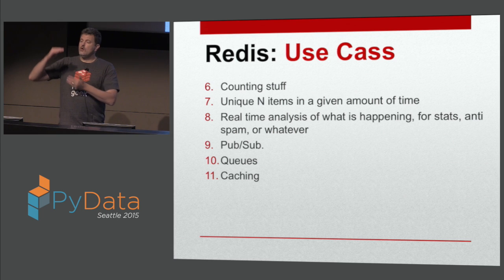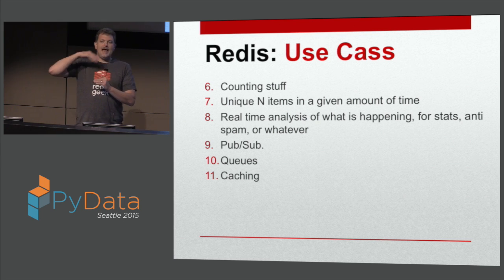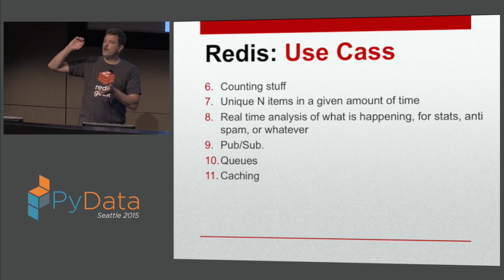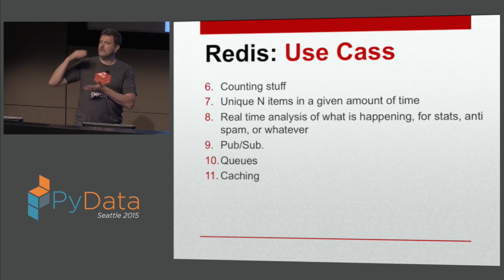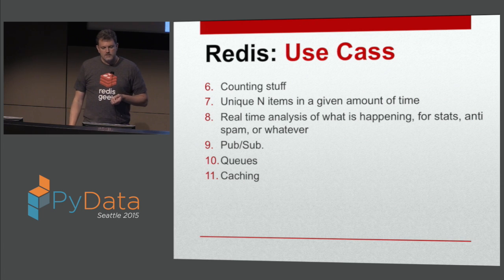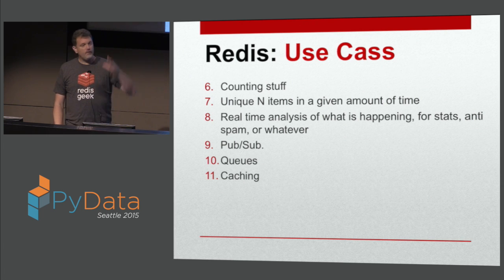Unique items. They've got some functionality where you can say, add this to the list, but only if it doesn't exist on the list already. You don't have to worry about writing that functionality. Redis just does that for you, so you can keep it unique without any effort. You can do real-time analysis for what's going on.